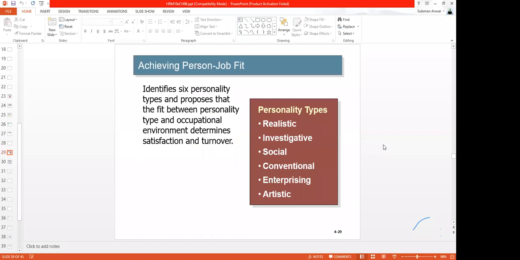Now supposedly our objective is to find person job fit, right? And to find out a person job fit, there are 6 personality types, and those propose that the fit between personality type and occupation determines satisfaction and turnover. Okay, how we relate these two things, I'll tell you briefly in our discussion.